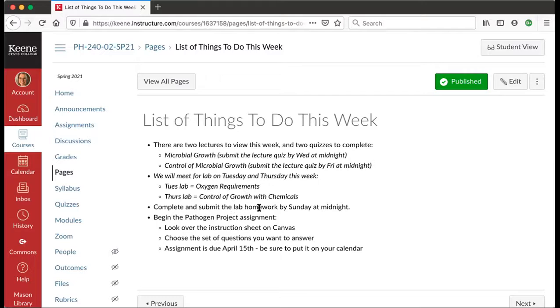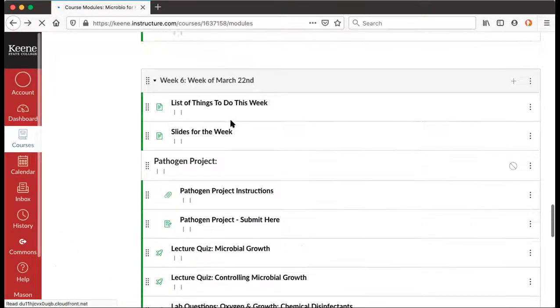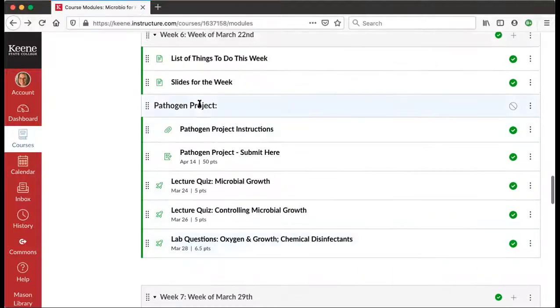There's a lab homework assignment for you to complete and get into me by Sunday at midnight. And this is the week that your pathogen assignment begins. So if we go back to where we were a moment ago, on the modules page, you can see there's a place that is labeled as pathogen project. There's an instruction sheet here at this link. And then there's another link for you to submit your assignment when it's finished.